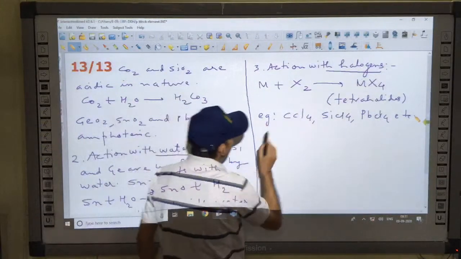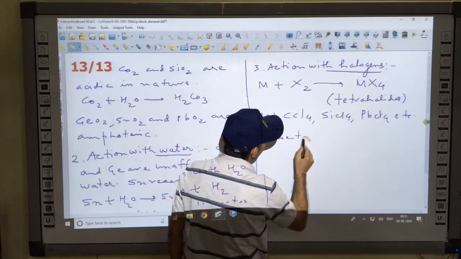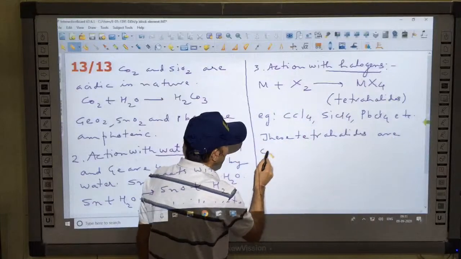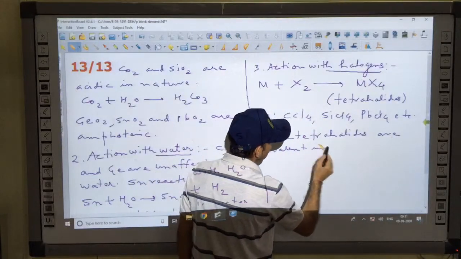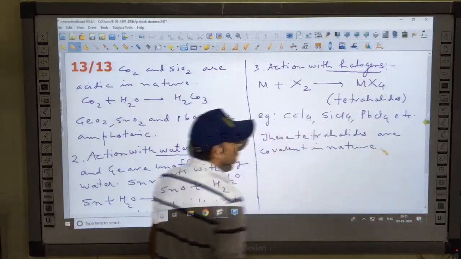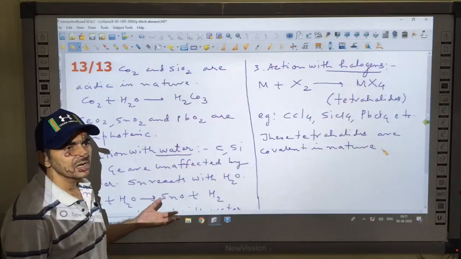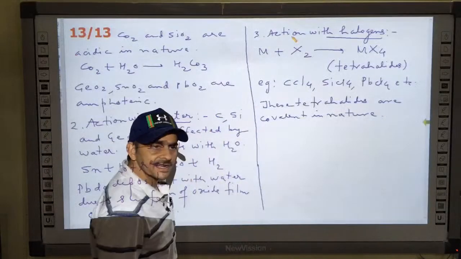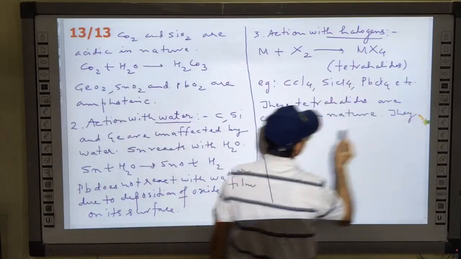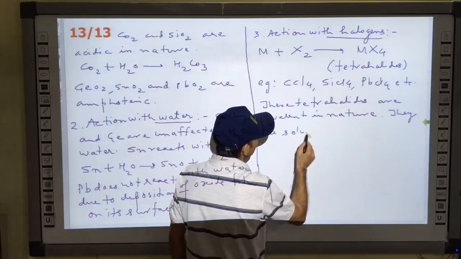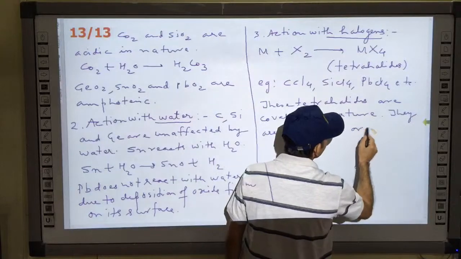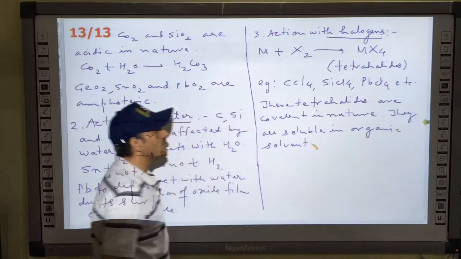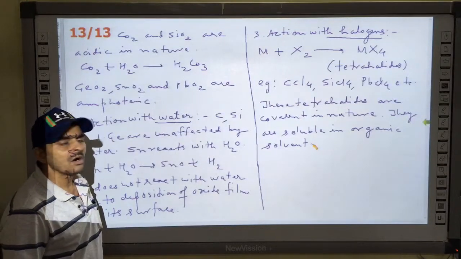Okay. These tetrahalides are covalent in nature. They are covalent compounds. All tetrahalides are covalent in nature. What about the nature of tetrahalides? They are covalent in nature. Clear? Now, being covalent in nature, they are soluble in organic solvents. Covalent compounds are soluble in organic solvents.